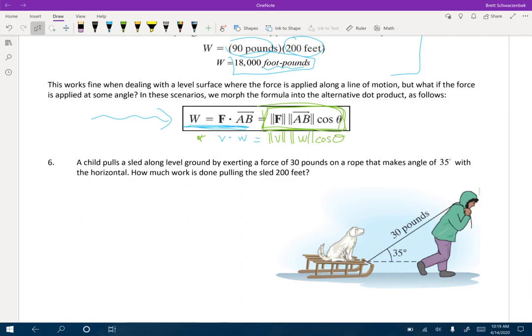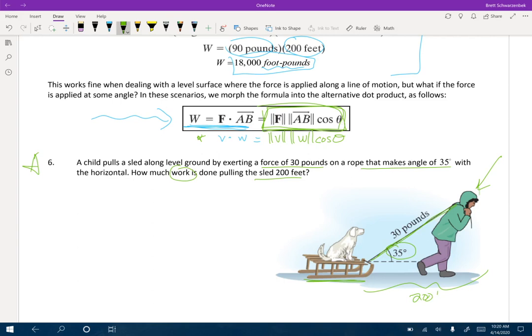Let's look at number 6. It says a child pulls a sled along level ground by exerting a force of 30 pounds on a rope that makes an angle of 35 degrees with the horizontal. Real quick, you can see there's a person pulling on a sled. There's 30 pounds of force going from the shoulder to the sled, but it's at a 35 degree angle from the horizontal. The last part is how much work is done pulling the sled 200 feet. So we need to go 200 feet in order to get there.